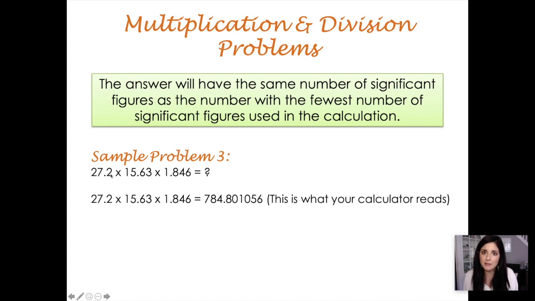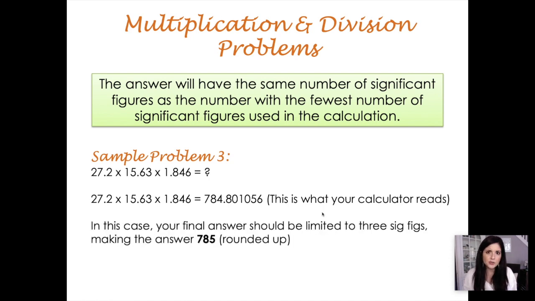So this number has 3, which happens to be the lowest. So that's how many significant figures we want to round this answer to. Therefore, how do we round that? What's the answer? The answer should be 785. And you would do the same thing for division problems.